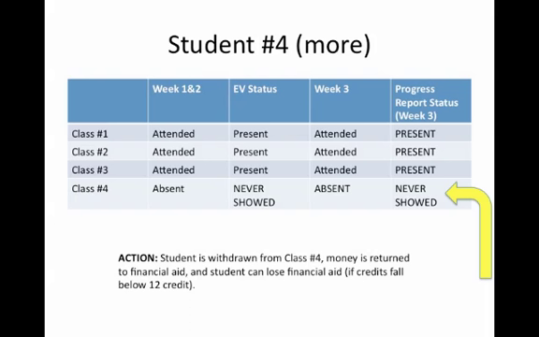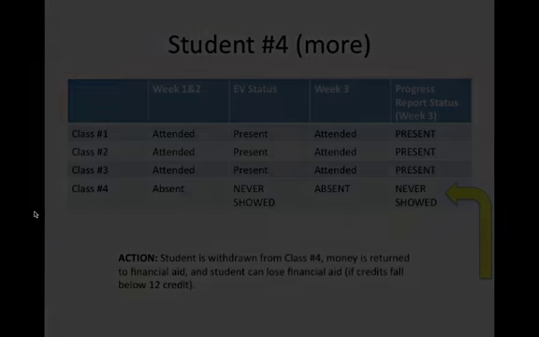In this case, money will be returned to financial aid if the student is on financial aid, and in some cases, if the student falls below the 12 credits that are required to be a full-time student, they will lose all of their financial aid and owe money back to the government. This presents a hardship for students when they want to come back for the next quarter because now they owe a lot of money that they previously thought financial aid was going to pay for.